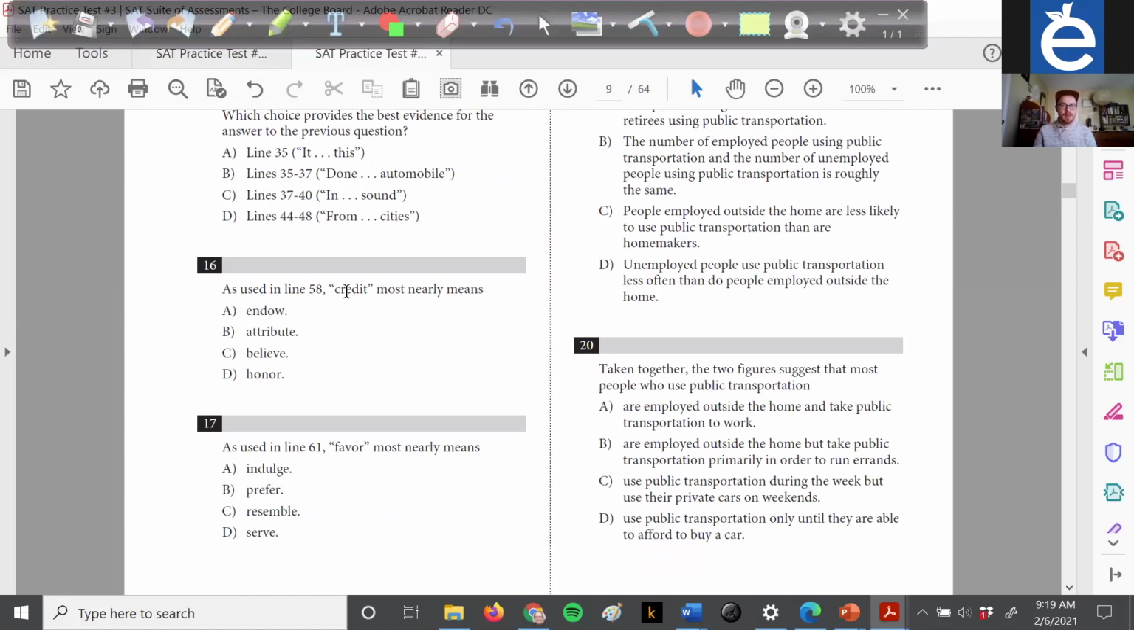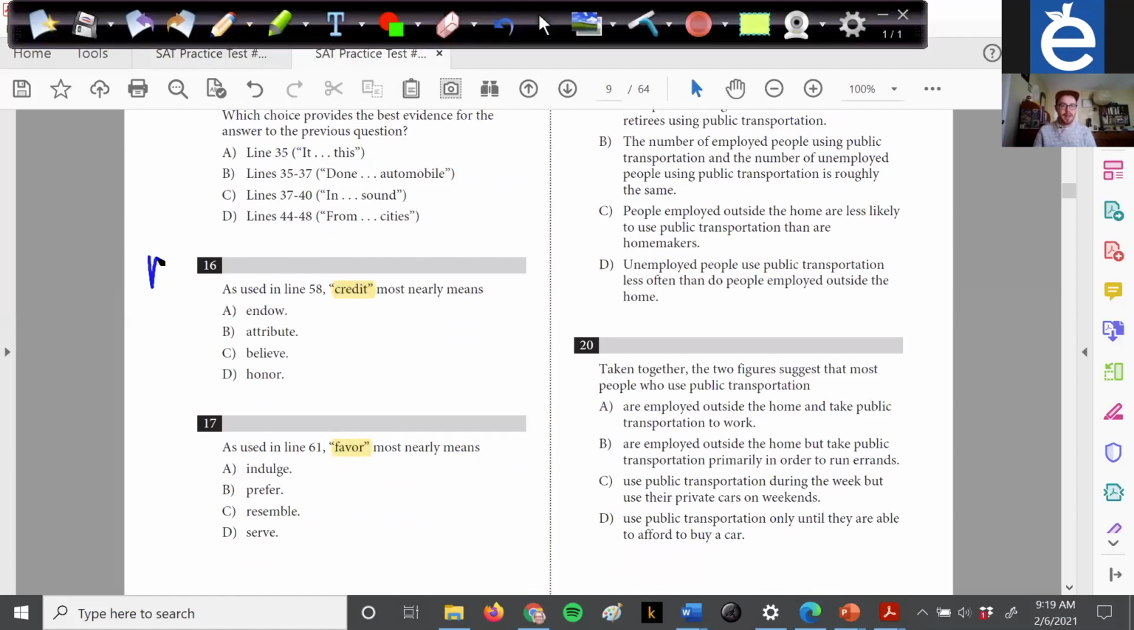16 and 17, both pretty clearly vocab and context. They're just asking for what credit and favor mean in the context that they're used in the passage. Those are two very different V's. Let me try that again. This may surprise you, but writing with a cursor is not always the most precise process. 16 and 17, vocab and context. We will answer those bad boys right away.